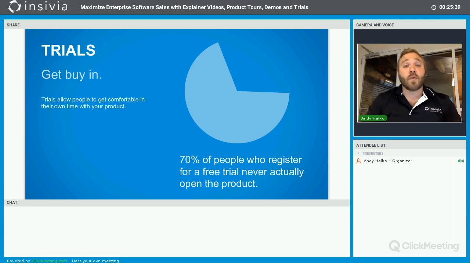I think the reason there are numbers out there like that is many people don't take the steps to make sure that a trial is as effective as possible, so that they can get more people that do actually sign up, engage, and move further into the sales process.